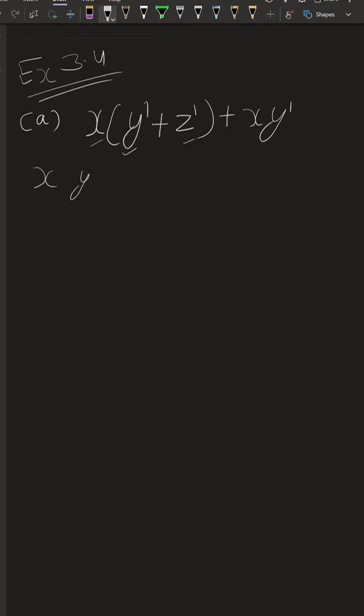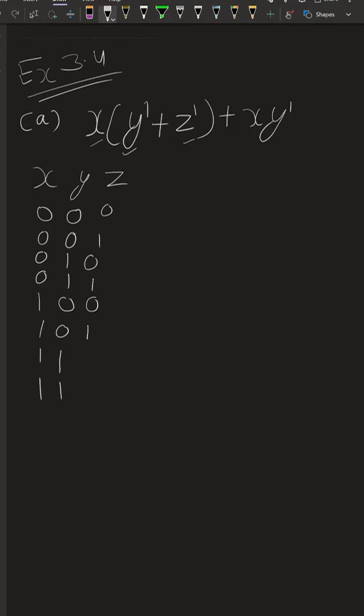three variables. So write down x y z, and write down 4 times 0, 4 ones, 2 times 0, 2 ones, again 2 times 0, 2 ones: 0, 1, 0, 1, 0, 1, 0, 1.